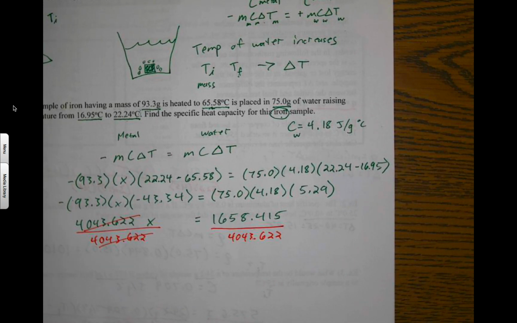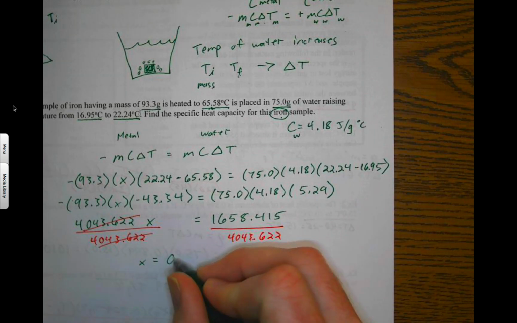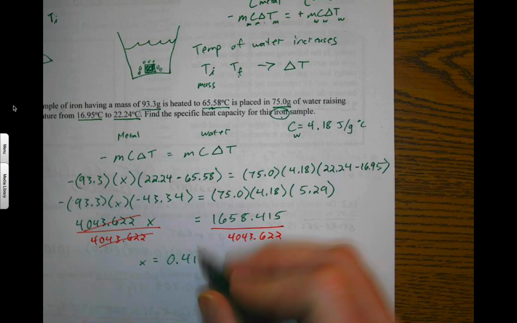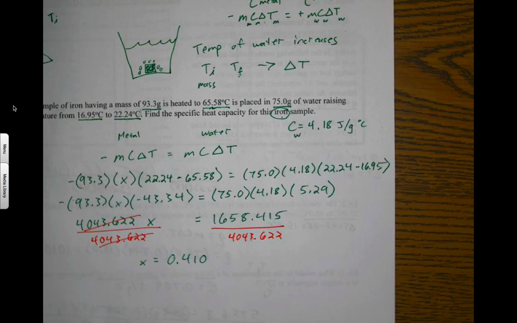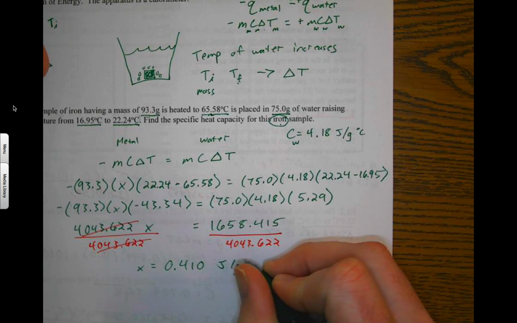However you choose to do the math is fine, but you must show your work, please. 1658.415 divided by 4043.622. And so x is going to be 0.410. Looks like 3 sig figs, yeah. And then our units is joules per gram degrees Celsius.